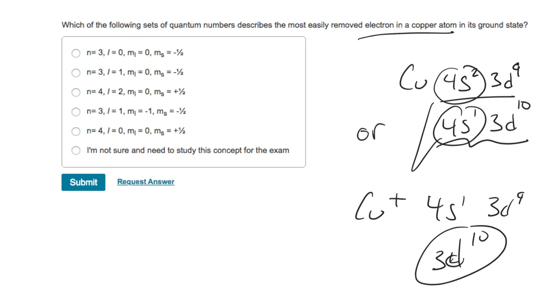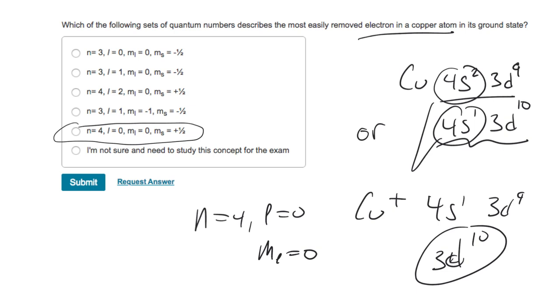But still, the electron you would lose would have n equals 4, L equals 0, because that's what s means. The only m sub L is 0. And then the m sub s could be plus or minus a half. It wouldn't make any difference if it were plus a half or minus a half. So it looks like this would be the proper set of quantum numbers. Again, this one could be plus a half or minus a half, but the others have the wrong n value, wrong L values, wrong n. That's what makes those ones incorrect.